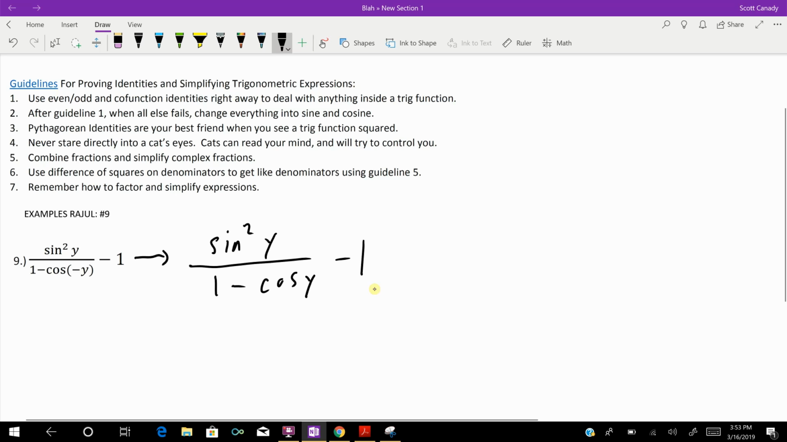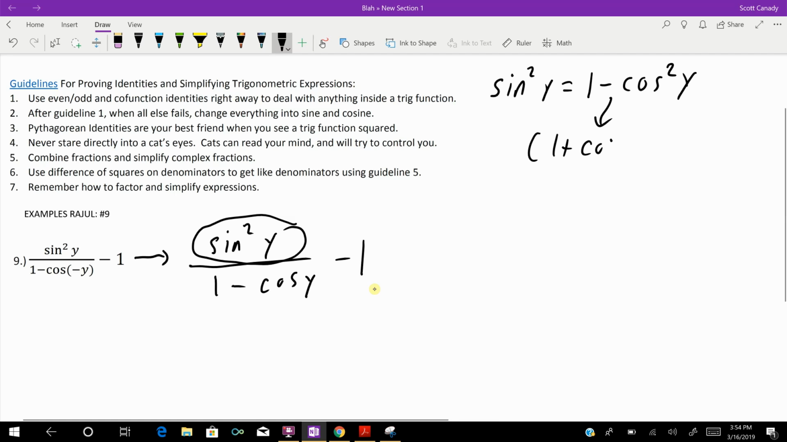Now, remember that we love Pythagorean identities. That's this guideline right here. Pythagorean identities are your best friend. So I'm looking at this sine squared of y right here, and I'm saying to myself, I know that turns into 1 minus cosine squared y. Let's go ahead and write that up here. Sine squared y becomes 1 minus cosine squared y. And using difference of squares, I know that this turns into 1 plus cosine of y times 1 minus cosine of y.